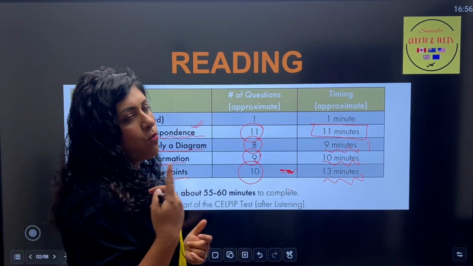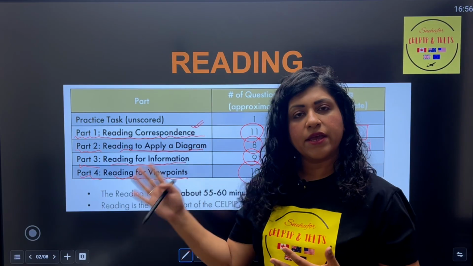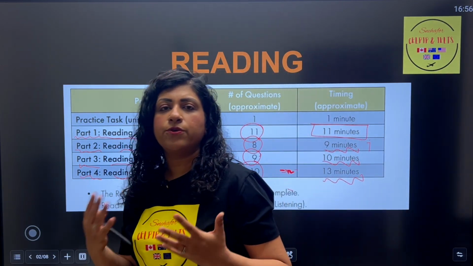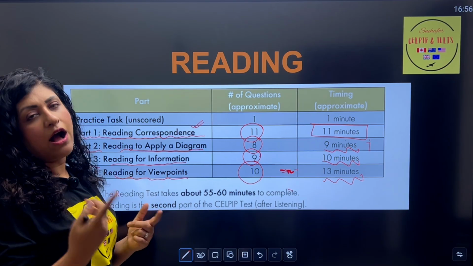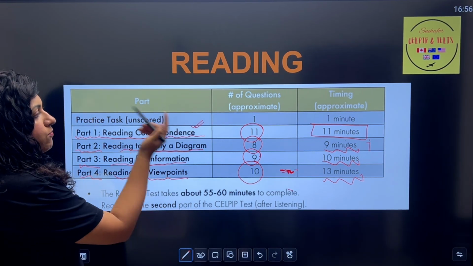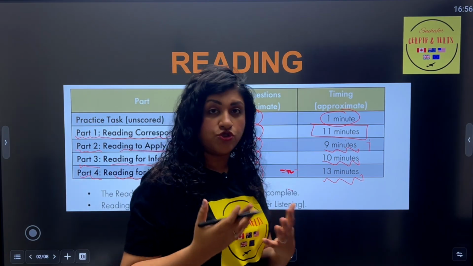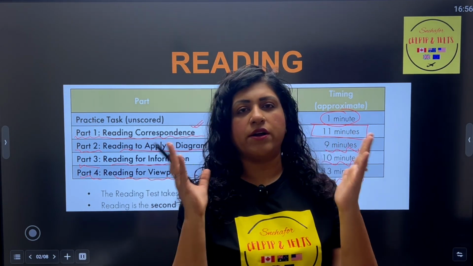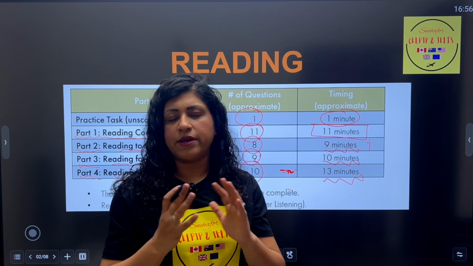Now, there is one unscored practice task as well, usually in the beginning of the module. So you get one unscored task. It's not scored, however, you have to attempt it. So there can be one question in the beginning for which you get 1 minute and you should actually solve it just to understand the software, the interface of the examination better.